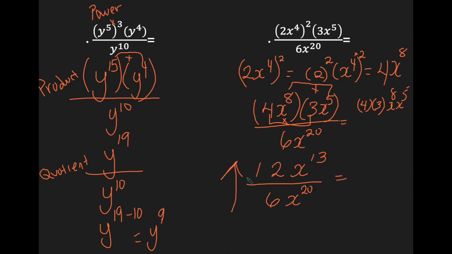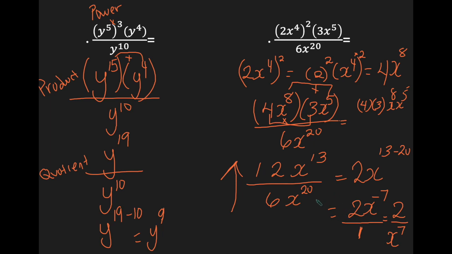Remember, when you divide, you go to heaven. 6 goes into 12 two times. The bases match, I keep. And I do 13 minus 20. Now I know that 13 minus 20 is negative 7. But negatives are not allowed, so we must start the eviction process. So who stays in the apartment? The coefficient 2, and the x to the negative 7 must leave in order to become a positive individual. So your answer is 2 over x to the 7th.